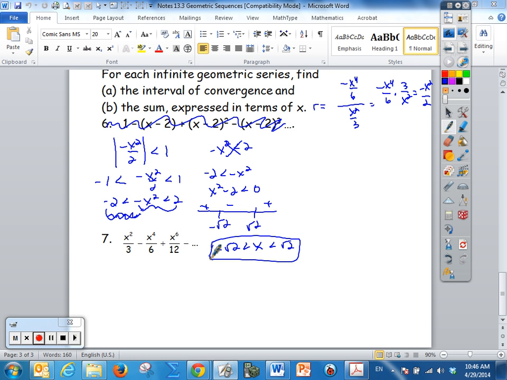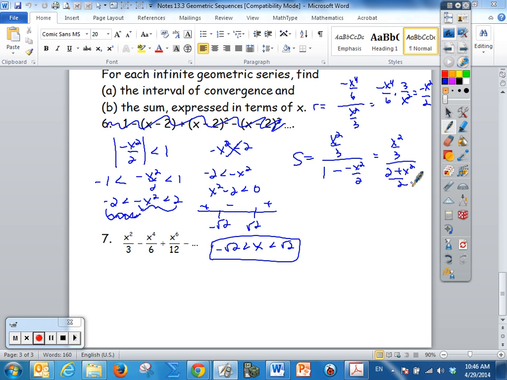And my S, again, we use our formula. S equals first term, which is x squared over 3, divided by 1 minus r, which is negative x squared over 2. Just for time's sake, no, I probably need to show this. So this turns into x squared over 3 over, this is 1 plus that. I need to get that to be one thing, so I need to have a common denominator. I'll make this 2 over 2. So this is going to be 2 plus x squared over 2. Everybody okay with that? Just common denominator.